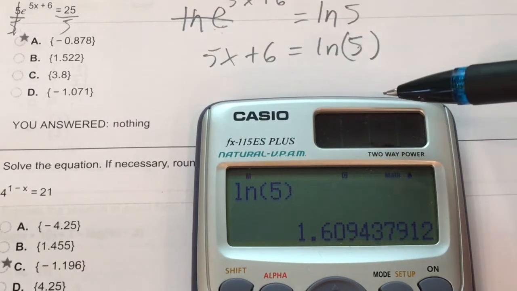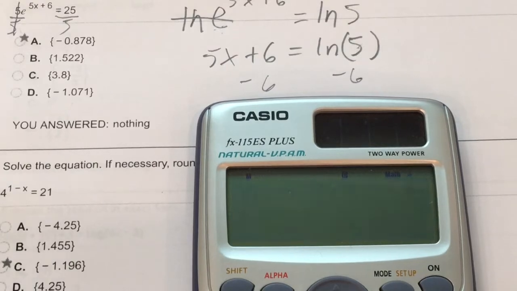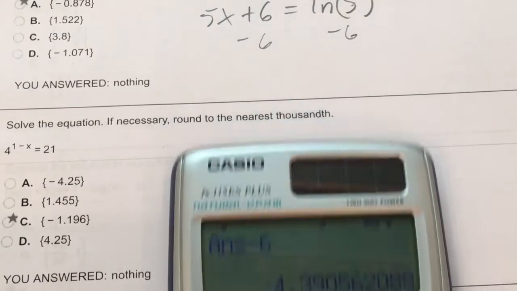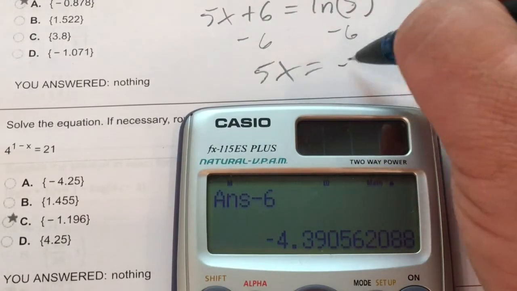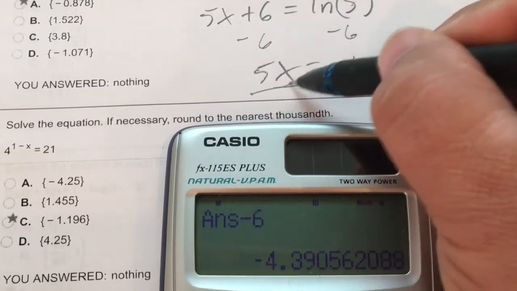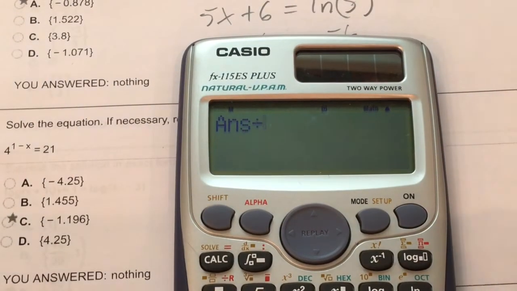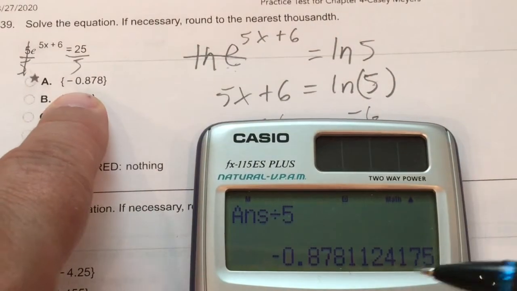Then I'm going to subtract 6 from both sides. So while that's still in my calculator, I'm going to hit minus 6. So 5x equals negative 4.39. Now I'm going to divide both sides by 5. So while that's still in my calculator, I'm going to hit divide by 5. Negative 0.878. Choice A.